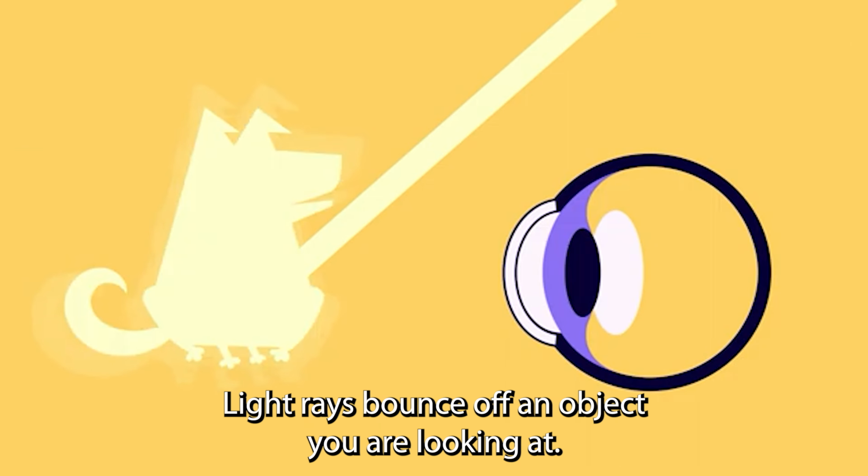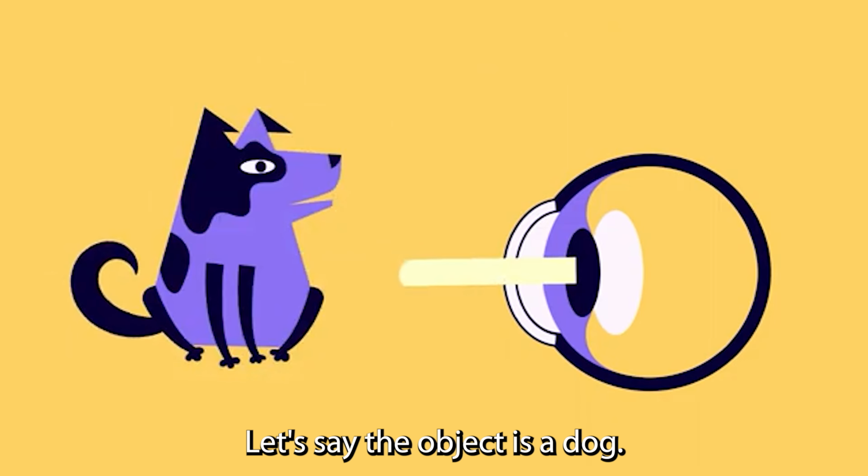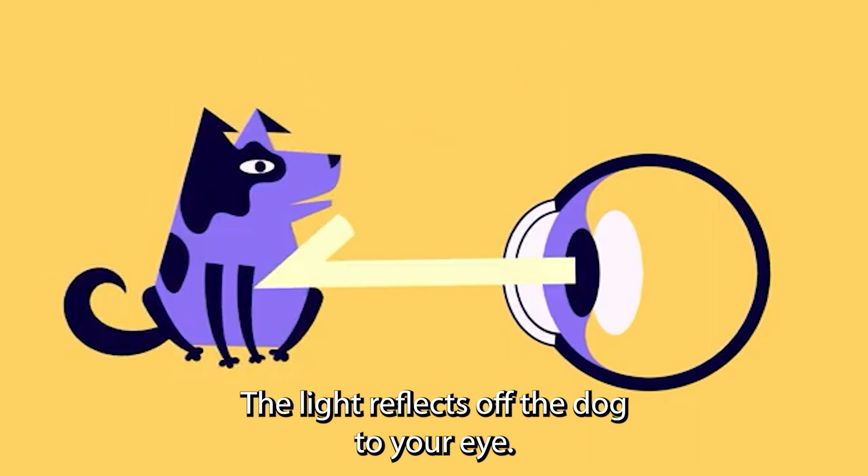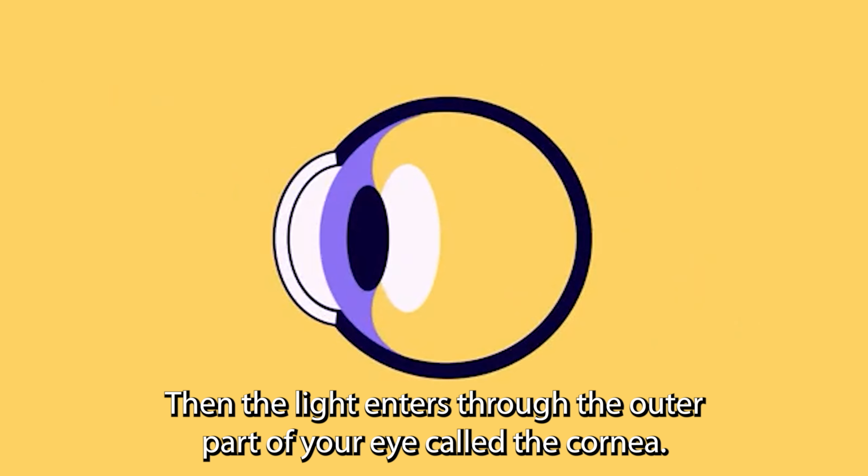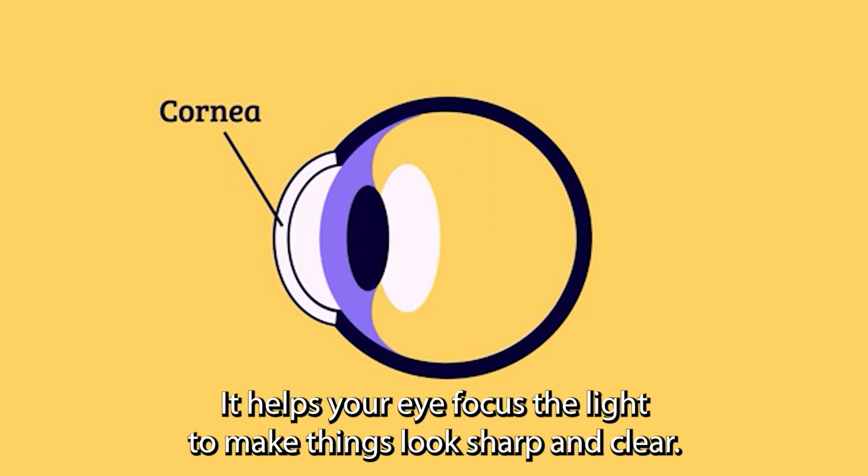Light rays bounce off an object you are looking at. Let's say the object is a dog. The light reflects off the dog to your eye. Then the light enters through the outer part of your eye, called the cornea. The cornea is clear like a window. It helps your eye focus the light to make things look sharp and clear.